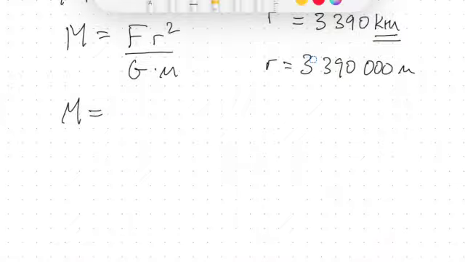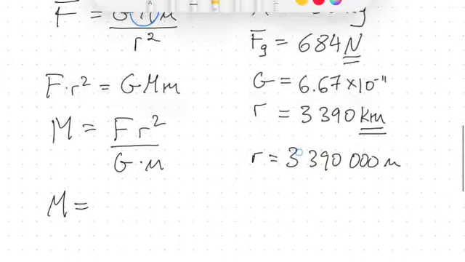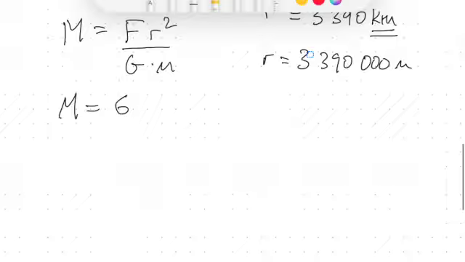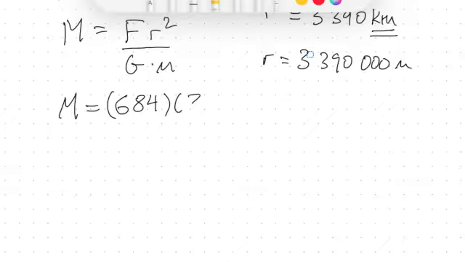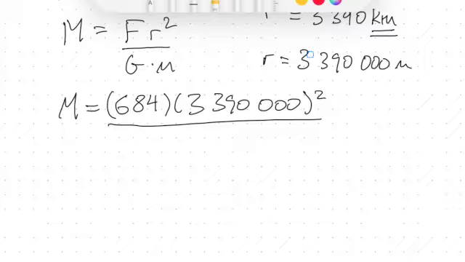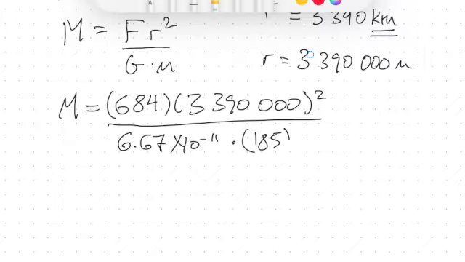So M equals, what are my variables? 684 newtons times this big number, 3,390,000 squared, divided by 6.67 times 10 to the negative 11 times the mass. That was 185 kilograms.